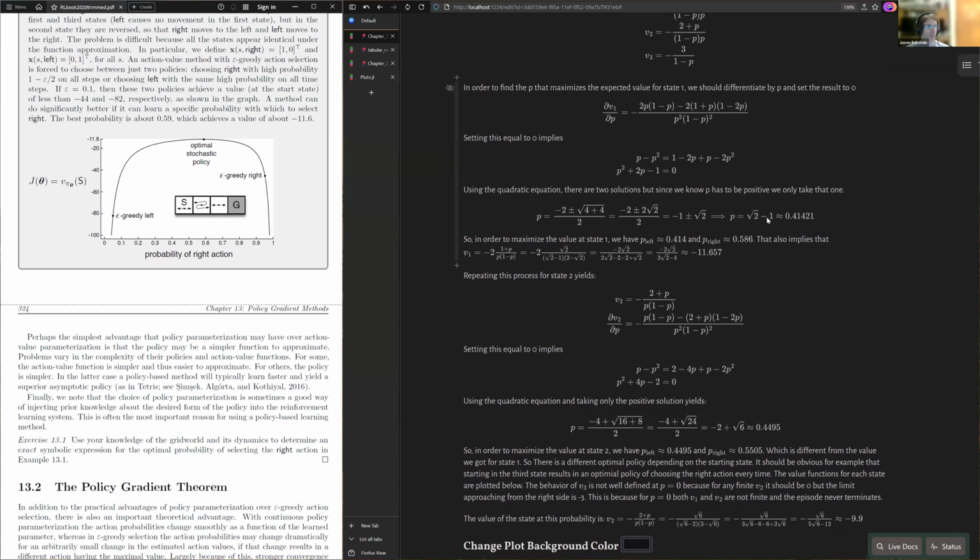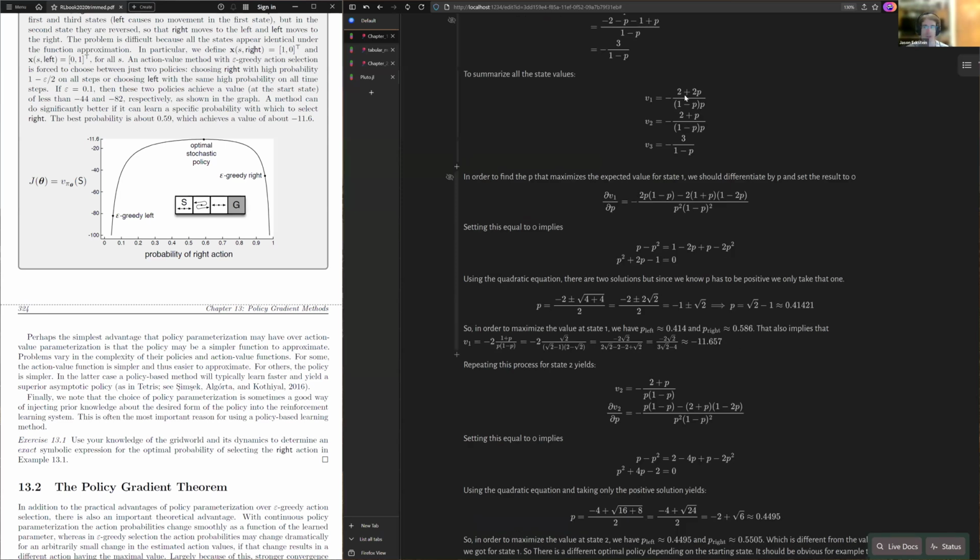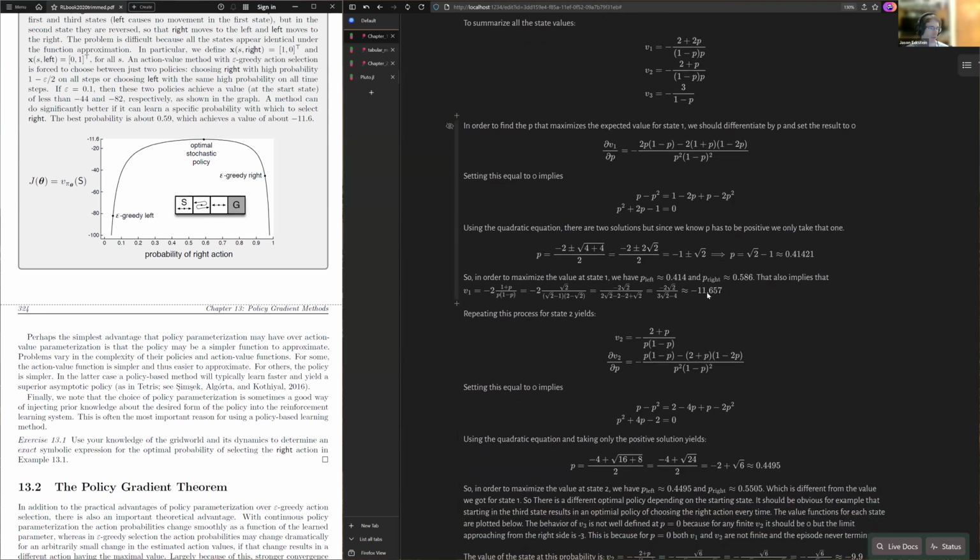And we can also plug this p right into our formula for v1. And we find that the value is about negative 11.65, which is the number of steps we would expect if we use this optimal value of p, right? So that's what's being shown here. P right is close to 60% of the time.